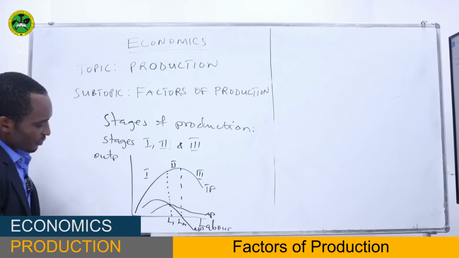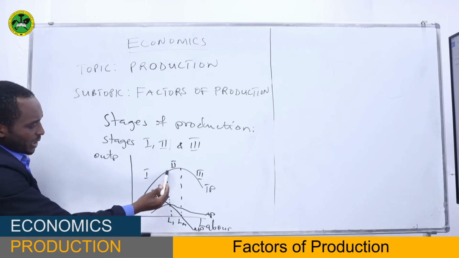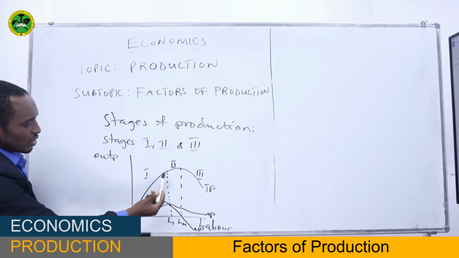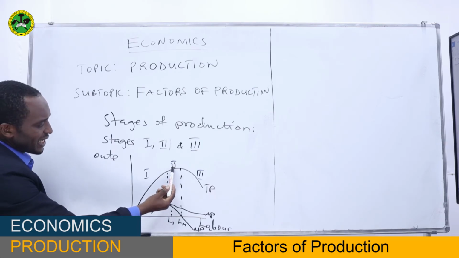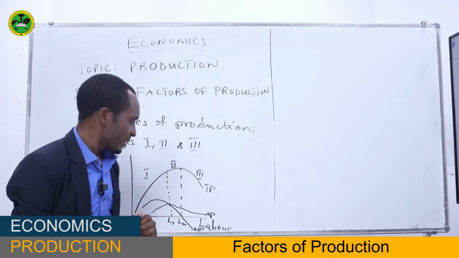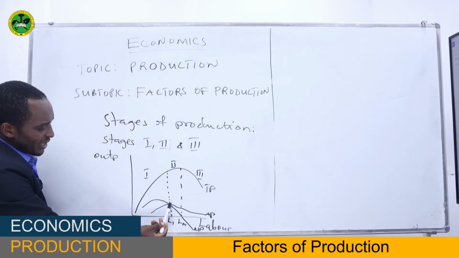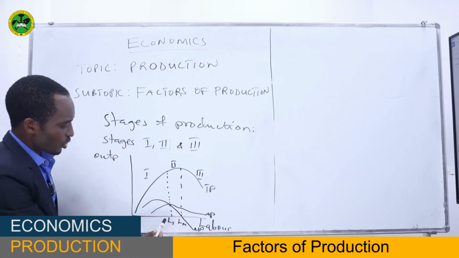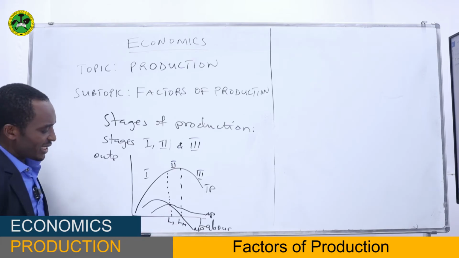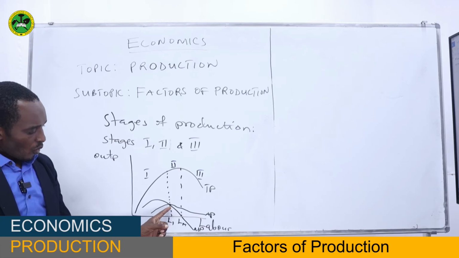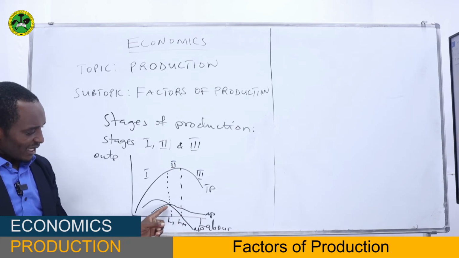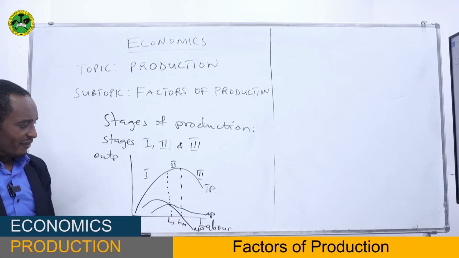And at stage 2, the total product is still increasing, but at a decreasing rate. Total product at stage 2 will be increasing at a decreasing rate, while the average product is declining. Also the marginal product is declining. But you can see here, when the average product is declining, the marginal product is less than the average product.